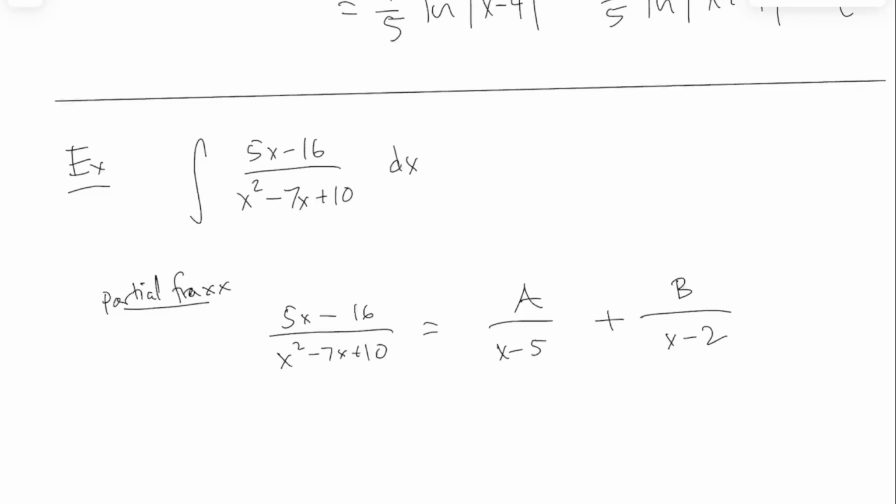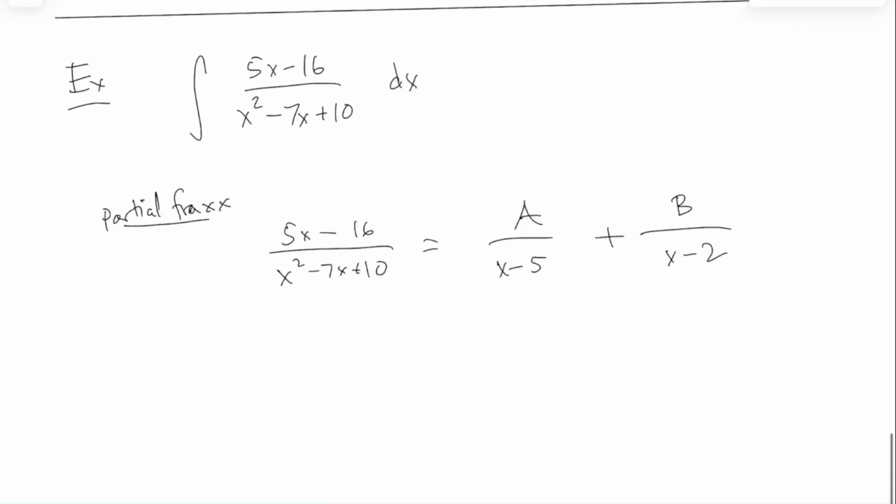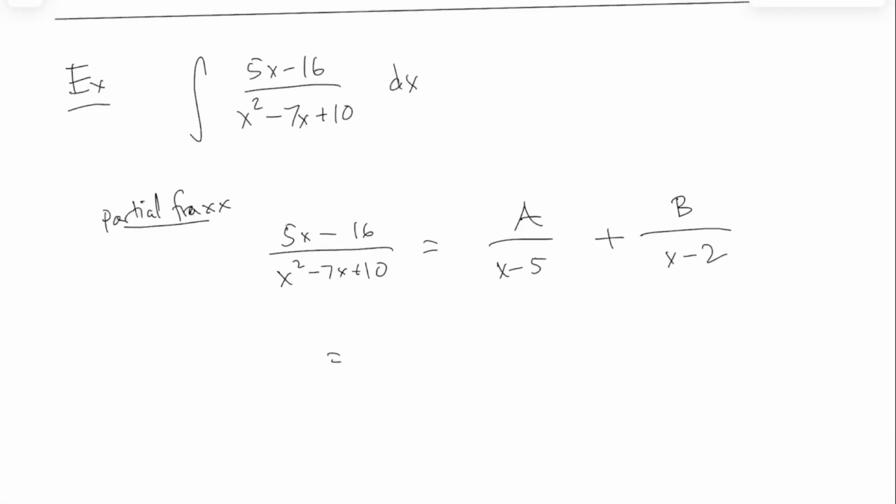Anyway, let's continue here. So on the right-hand side, we make common denominators and add everything together. My common denominator will always involve just multiplying what you originally saw in the denominators.